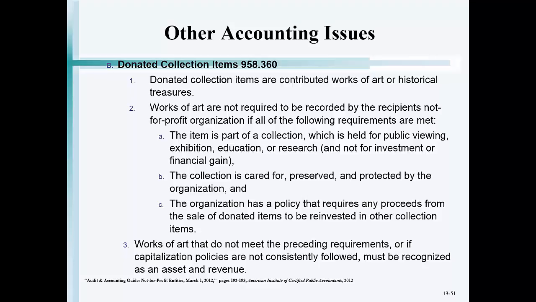Yep. Then we would credit the painting for whatever we had recorded it for, and debit the cash for the amount of cash that came in, and credit the gain for the increase in value. Okay, and if we sold it for less, we debit a loss. Okay?